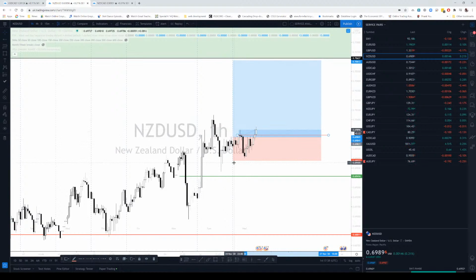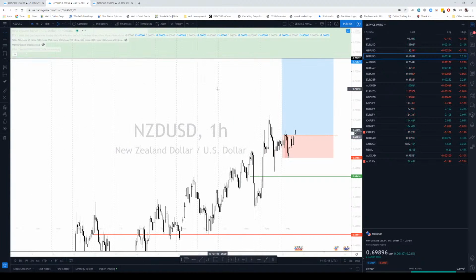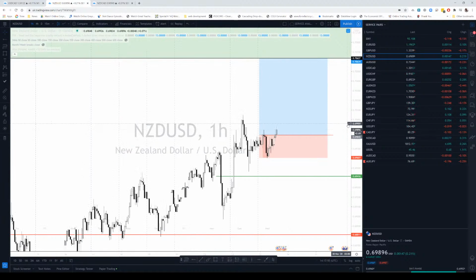Alright, so you can wait for this, or once it closes above, you can just buy for that target. All right, so that is NZD for you.